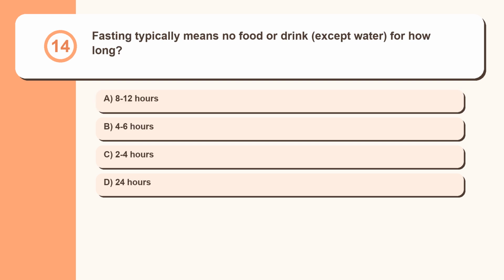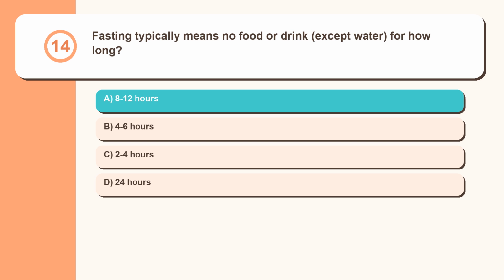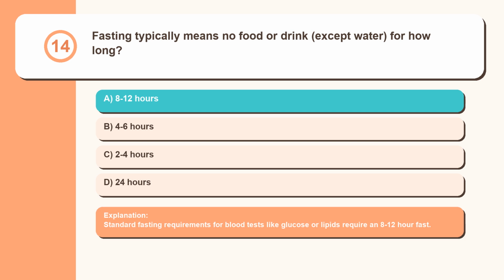Question 14. Fasting typically means no food or drink, except water, for how long? 8 to 12 hours, 4 to 6 hours, 2 to 4 hours, 24 hours. Standard fasting requirements for blood tests like glucose or lipids require an 8 to 12 hour fast.